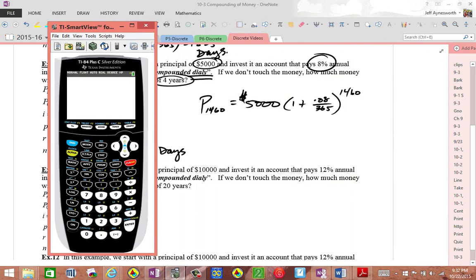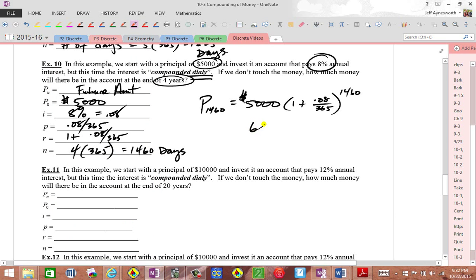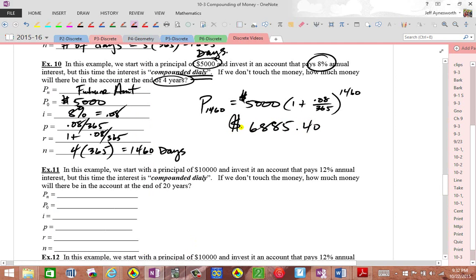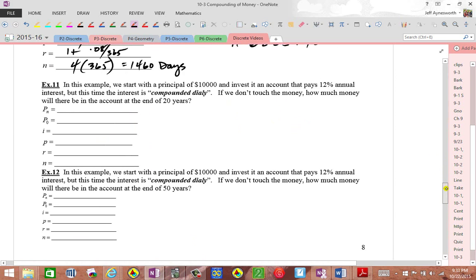So let's try it. 0.08 divided by 365, equals, plus 1, equals, raise it to the power, equals, times 5,000, equals. $6,885.40. There you go. That's all there is to it.